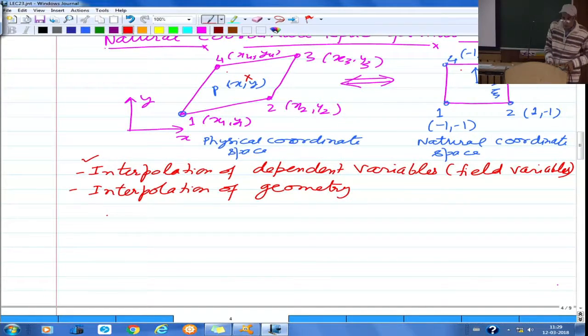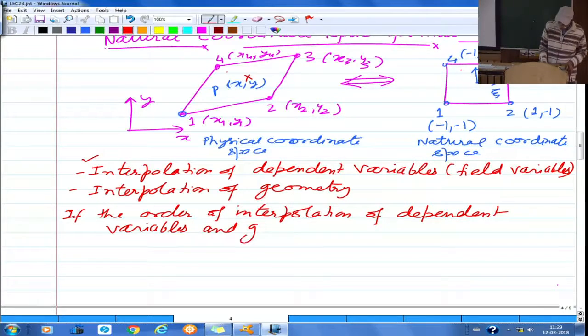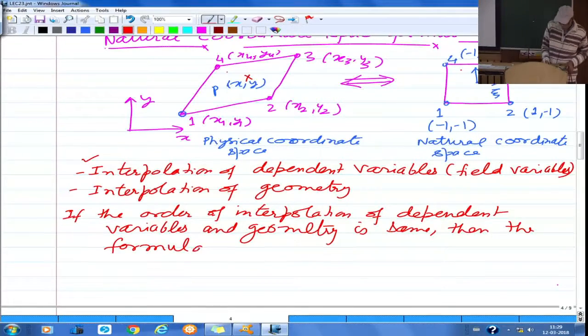Depending on that, we have three types of formulations. If the order of interpolation of dependent variables and geometry is the same, then the formulation is referred to as isoparametric formulation.